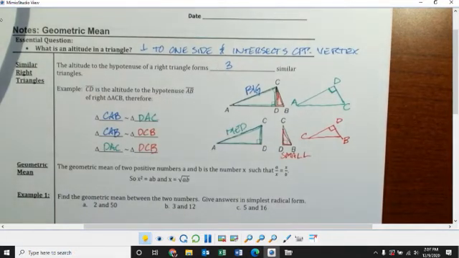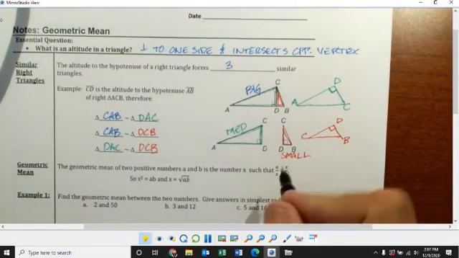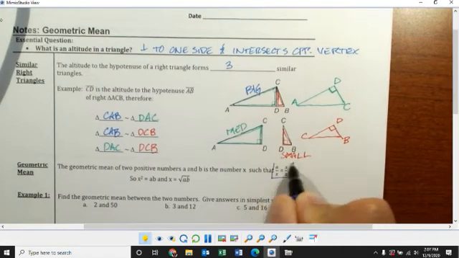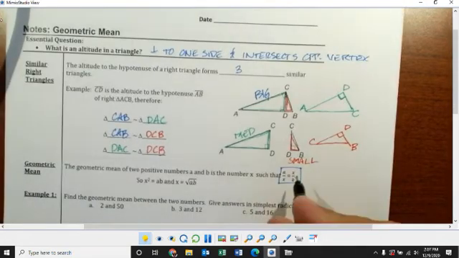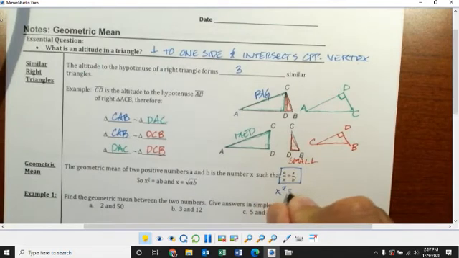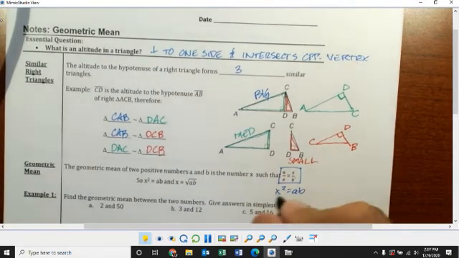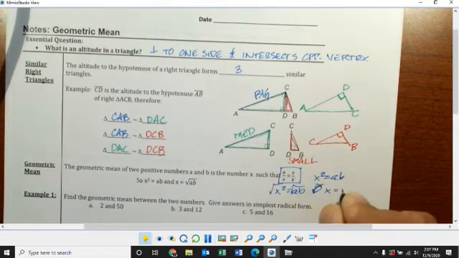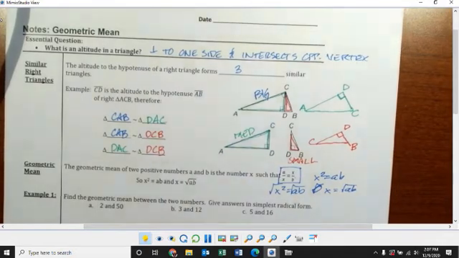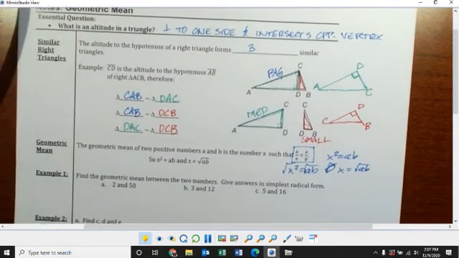Now, so that's similar right triangles. The next concept we want to introduce is geometric mean. The geometric mean is the number x such that between two numbers we have a over x equals x over b. So when I cross multiply this, I get x squared equals ab, and therefore when I take the square root of both sides, x equals the square root of ab, which is just what's written over there. That's what it means to be the geometric mean.